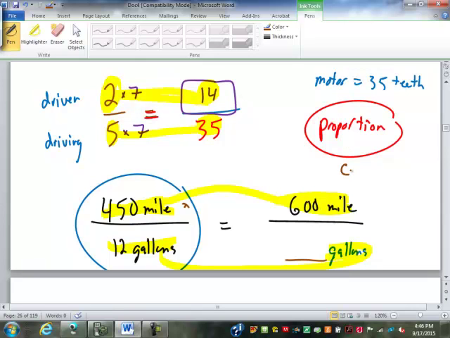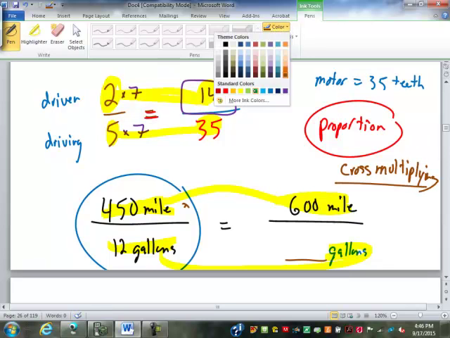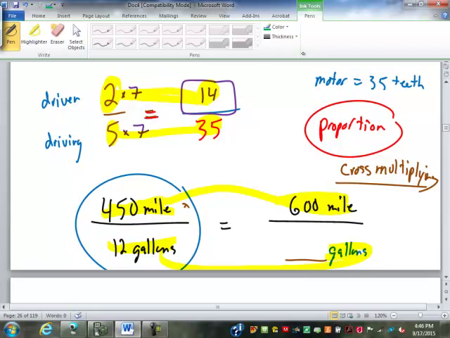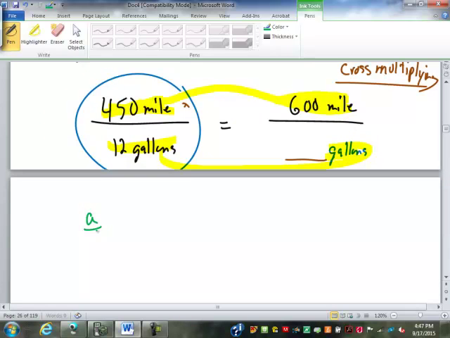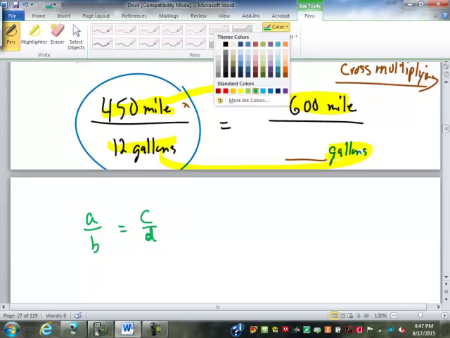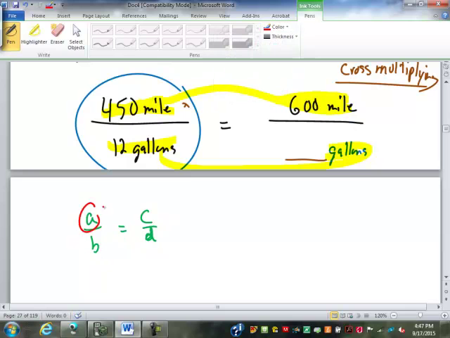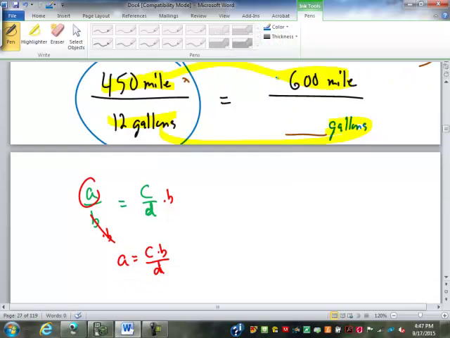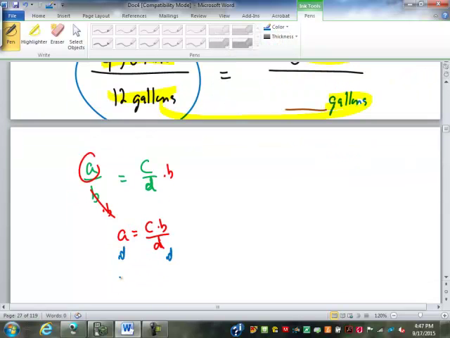It's called cross multiply. And it comes from solving equations. If I were looking at solving any equation like this, that's D, by the way, not another A. If I wanted to get A by itself, what would I do? I'd multiply by B, right? That'd give me A equals C times B over D. I could also multiply by D to get rid of the D over here. That'll give me A times D equals C times B.